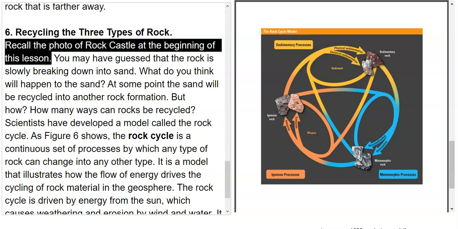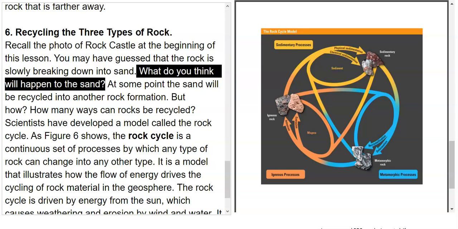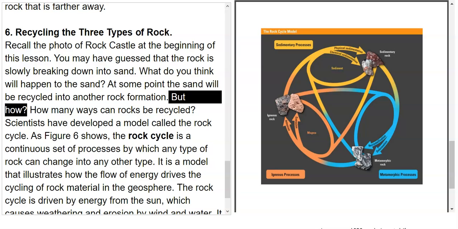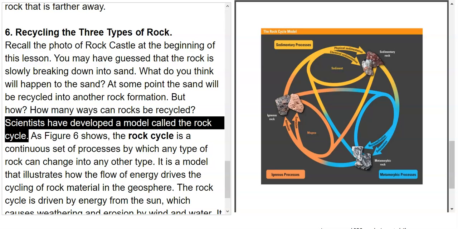Recall the photo of Rock Castle at the beginning of this lesson. You may have guessed that the rock is slowly breaking down into sand. What do you think will happen to the sand? At some point, the sand will be recycled into another rock formation. But how? How many ways can rocks be recycled? Scientists have developed a model called the rock cycle.